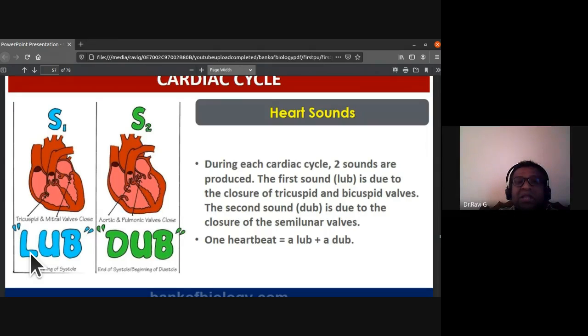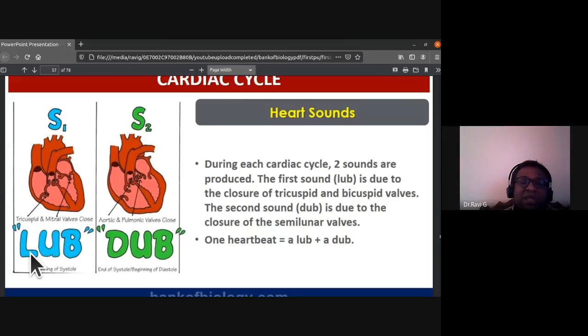You hear this dub sound during each cardiac cycle: lub dub. So the heart sounds are lub dub, which we measure using the sphygmomanometer, isn't it? One heartbeat equals a lub plus a dub. During each cardiac cycle, two sounds are produced.